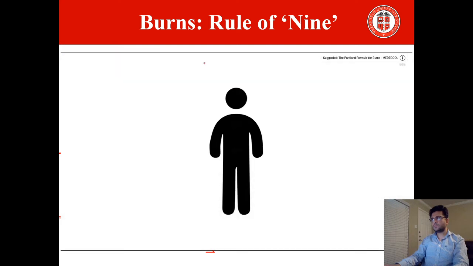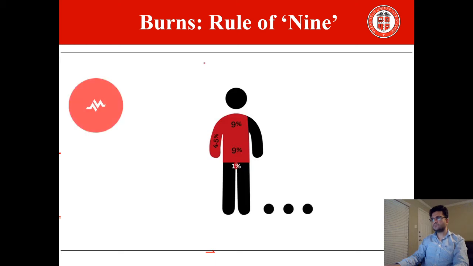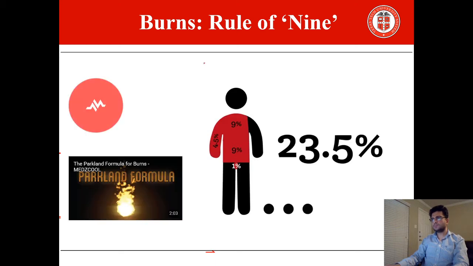So when a patient comes into your resuscitation bay with extensive burns across the anterior chest, entire abdomen and groin, and burns to the entire surface of the anterior right arm, you could estimate that the total body surface area burned for this patient is approximately 23.5%.